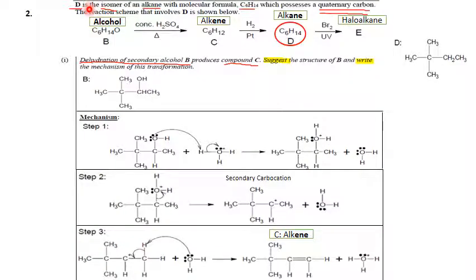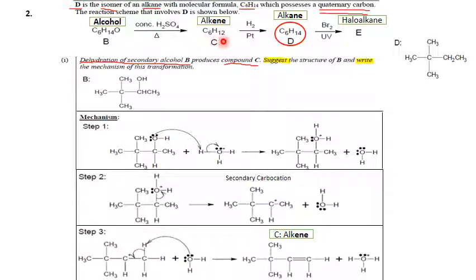Okay, let's start analyzing the question. D is the isomer of an alkane with molecular formula C6H14 which possesses a quaternary carbon. So quaternary carbon is a very good hint for you to draw the structure. The reaction scheme that involves D is shown below. It started from B. There's OH, then react with concentrated H2SO4 and then form this one.